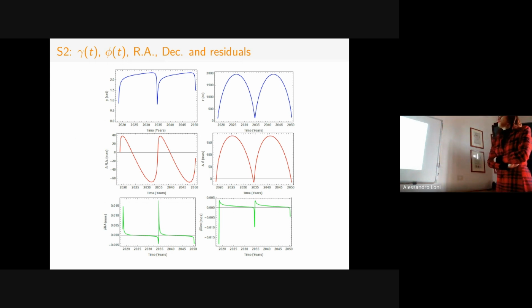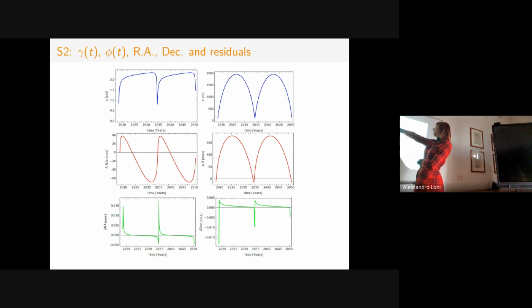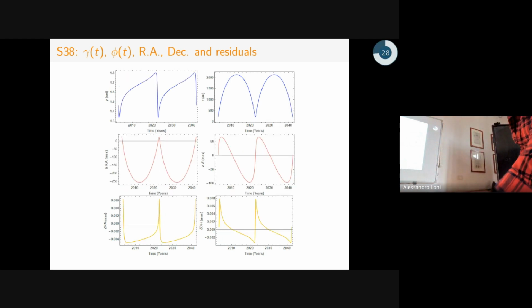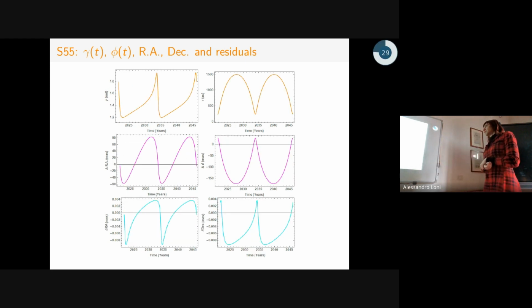So these are some results for S2. We have the value of gamma, which is the angle between the line of sight and the observer. And here we have the value of the radial coordinate as a function of time. The computation is done on 2 periods. In the middle, we have the variation of the coordinates, so the right ascension and the declination. And here we have the residuals, which are the differences between the values including the lensing and without lensing. So we have a peak at the very center passage, so when the star is closer to the black hole. We repeat the same computation, the same plots for S38, and then also for S55.